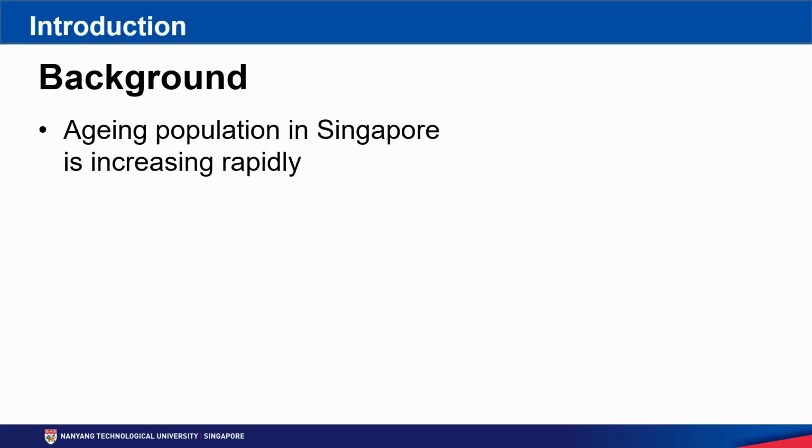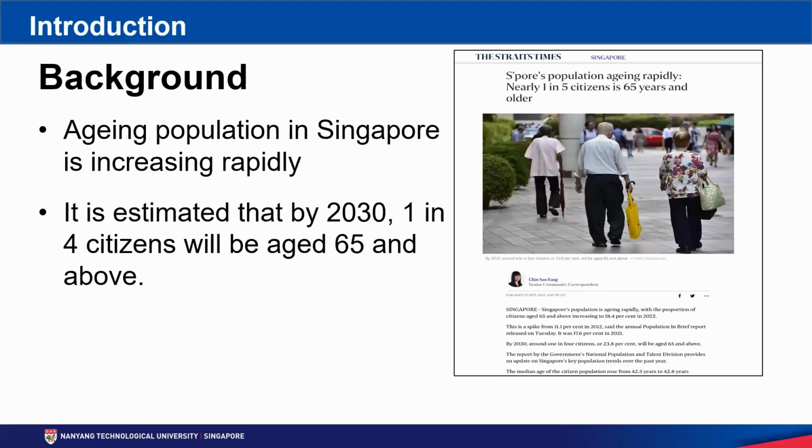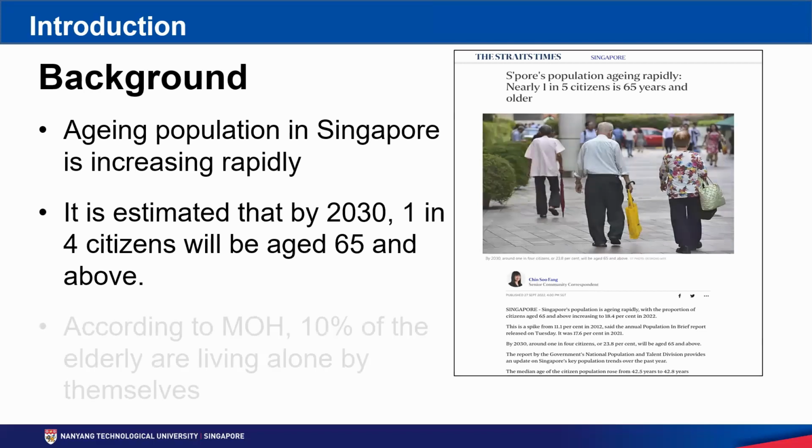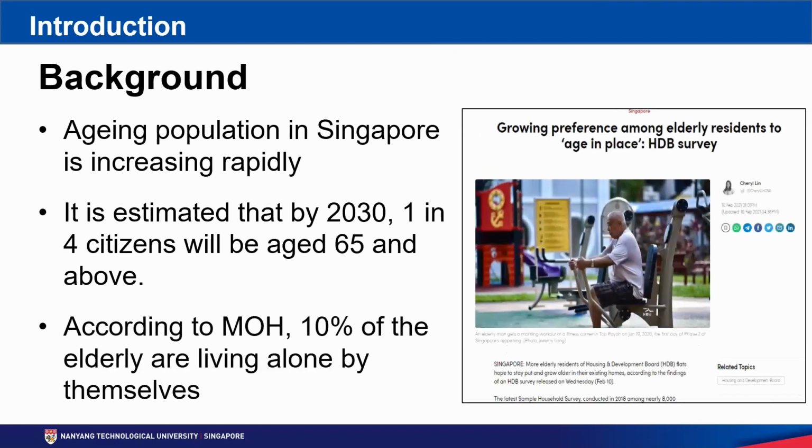Aging population in Singapore is increasing rapidly. It is estimated that by 2030, 1 in 4 citizens will be aged 65 and above. According to the Ministry of Health, 10% of these elderly are living alone or by themselves. There's no one looking after them, and in the case of emergency, help always arrives late.